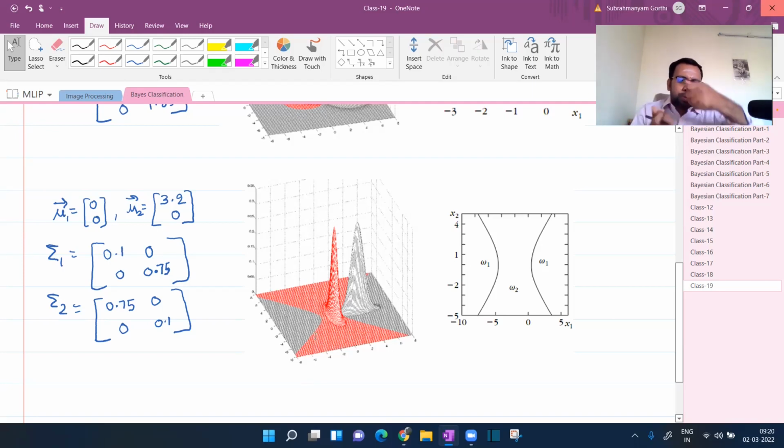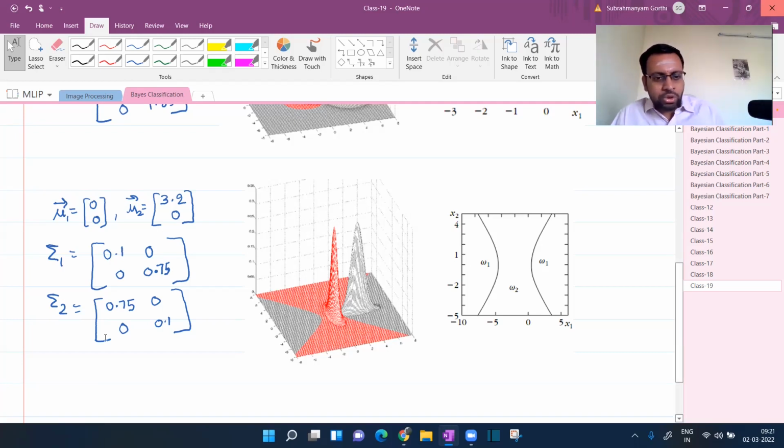So there is more variance in which direction, along x1 or along x2? Along x2, sir. Right, 0.75 is there along x2. So can you see that from this red colored distribution there, with 0.1 being small here and 0.75 being larger there, you see that orientation. Hope you are able to convince yourself and see why it is in that particular way.